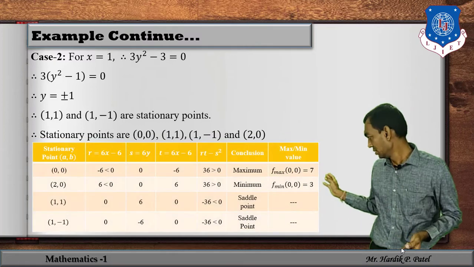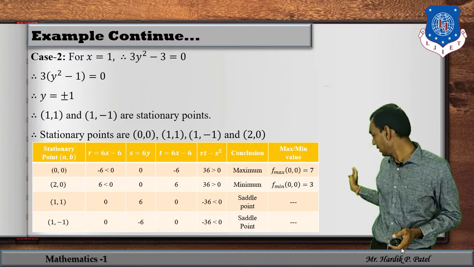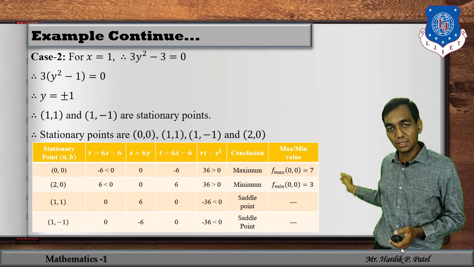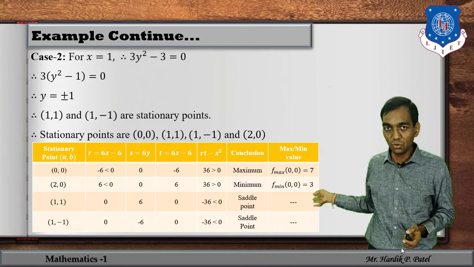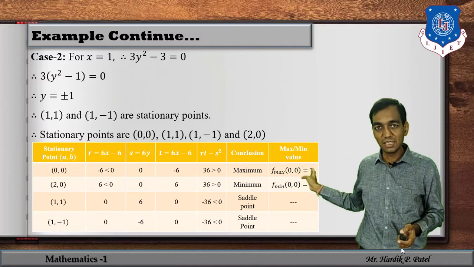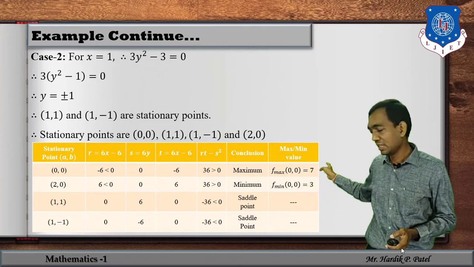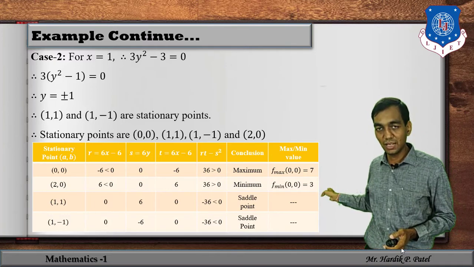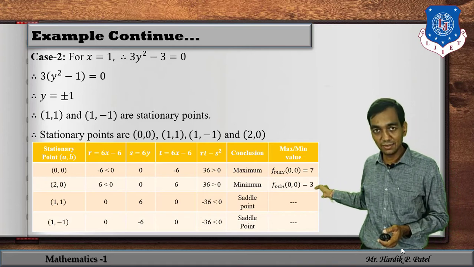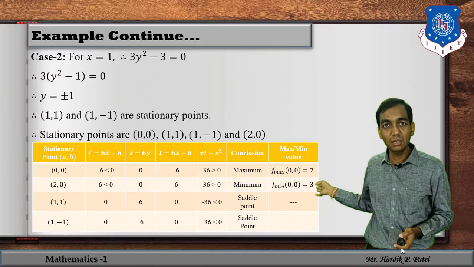Now we are going to make a table. For the table we are going to take the points, the values of r, s, t, the value of rt minus s square, then whether the point is a maximum, minimum or a saddle point, and then the maximum or minimum value if it exists. So first we are going to put 0 comma 0. Now r has a value 6x minus 6. So put x is 0, that will give r is equal to minus 6. In the same manner s is going to be 0 because it has a value 6y and y is 0. In the same manner t has a value 6x minus 6, so x has a value 0, so that will give you minus 6. And if you find rt minus s square, then it will be 36.